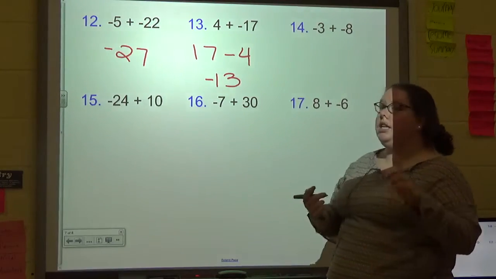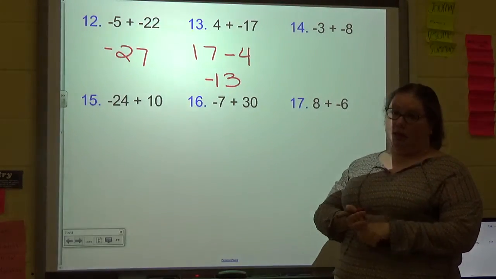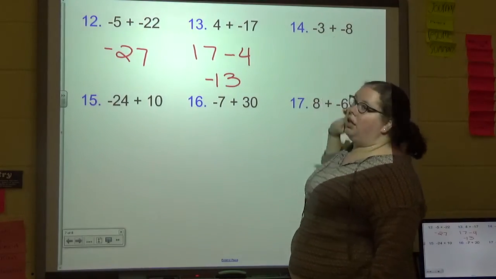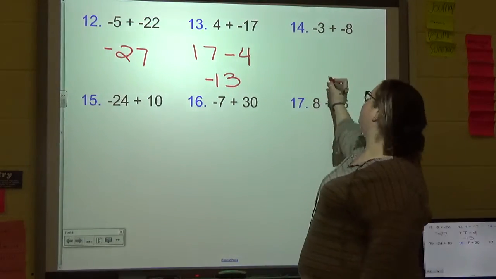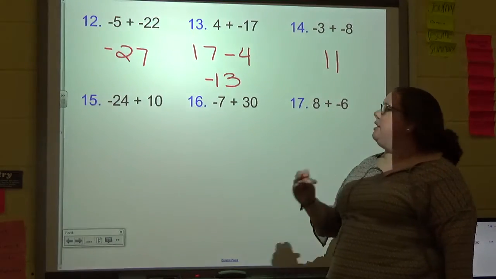-3 and -8. Same sign or different signs? They're the same sign, they're both negative, so we just add them together. Keep the sign the same.